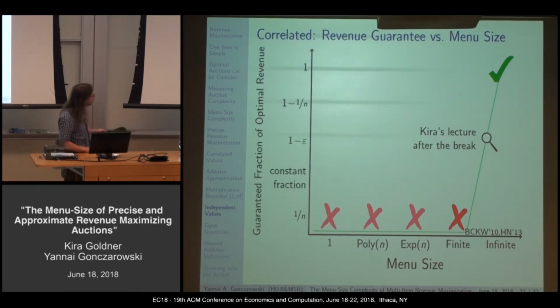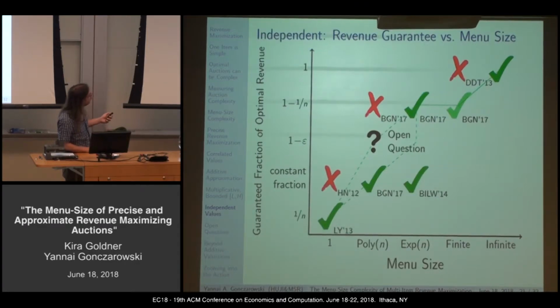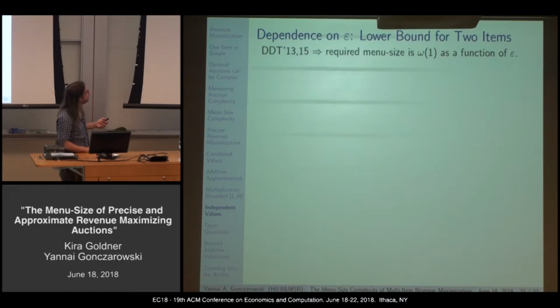Very worth it. So we kind of understand now for independent, up to this open question, how does epsilon behave as a function of n? But let's talk for a moment about what happens when we fix n. What happens if we fix n, say 2 items, and want to ask, okay, we want to lose at most 1% of the optimal revenue, or 0.1% or 0.001. How does the menu size grow as a function of epsilon? So we have 2 items.